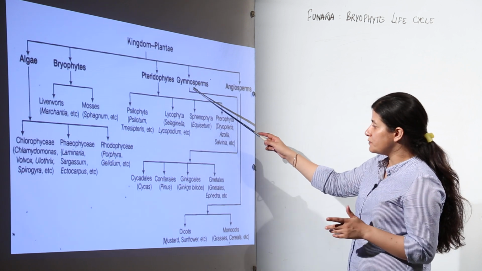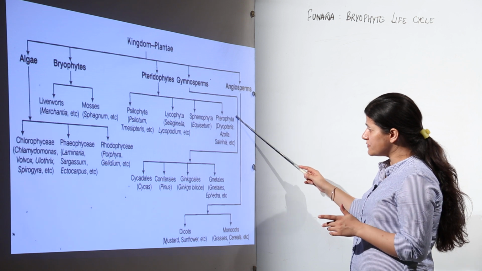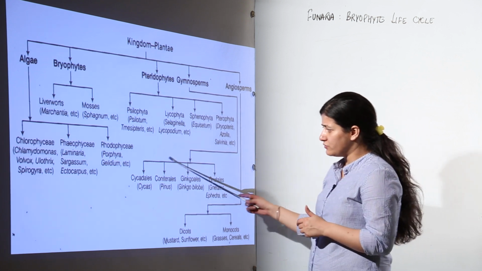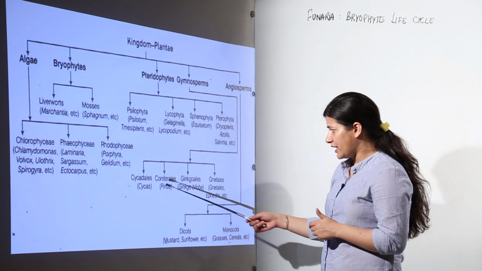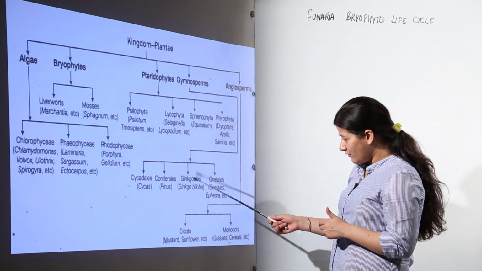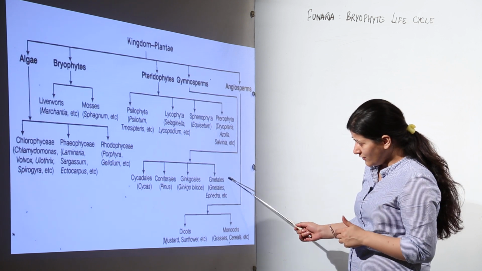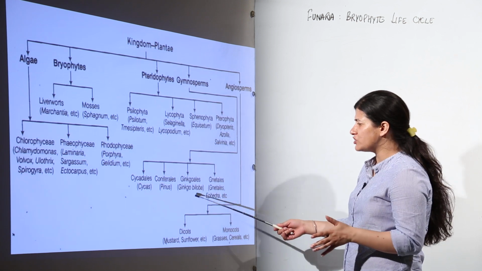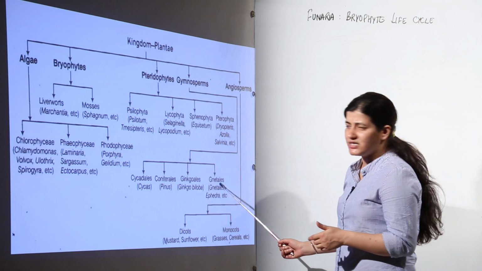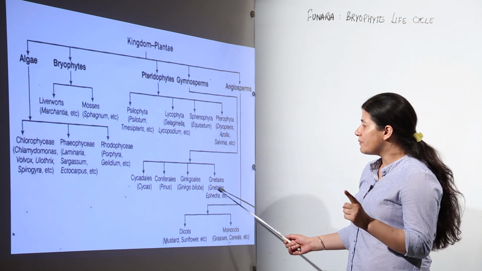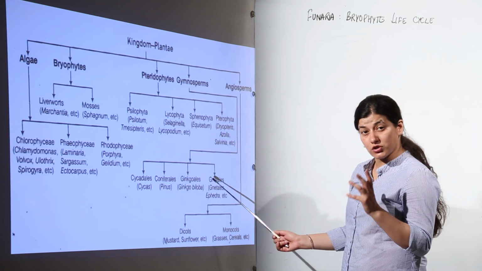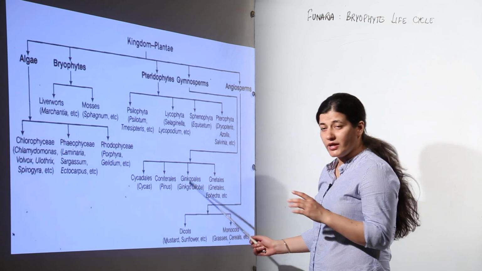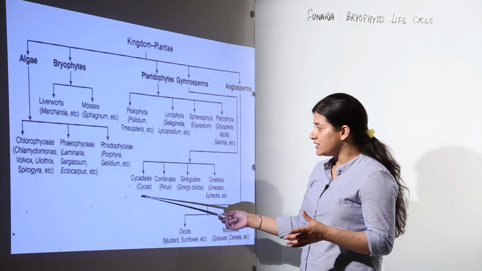Moving further to gymnosperms. Gymnosperms are further classified into cycadales, coniferales, ginkgoales and gnetales. In fact, certain books classify ginkgoales and gnetales under one classification only, but because we have certain gnetales which are not living fossils, ginkgoales has been classified differently. You can see the examples.